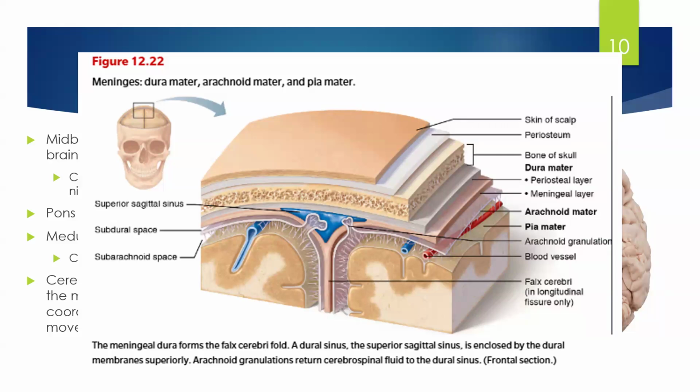And then after the arachnoid mater is the pia mater. The pia mater is the innermost, and it's also very thin. So that's kind of the first layer of protection with your brain because it directly covers it.